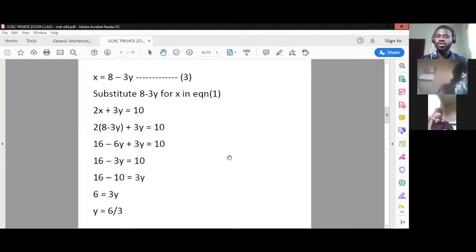So I'm still waiting for you to finish this slide before I move to the next slide. I'm still waiting for you. If you are through, you let me know. Teniola is not writing again.